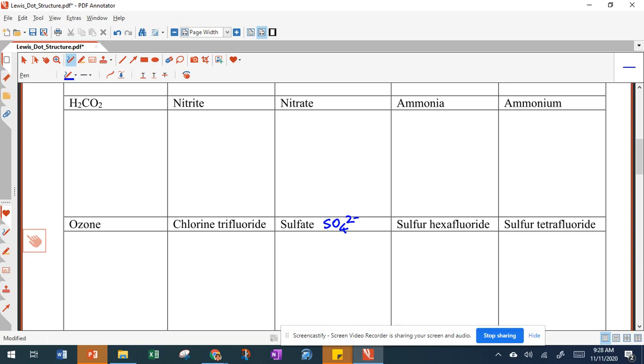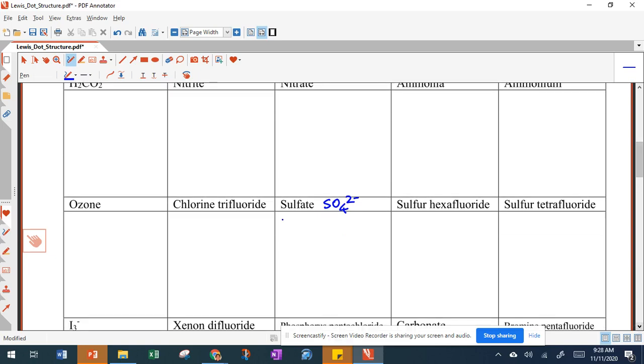So I want to show you with the NASL method how you would take this into account. When we're doing the NASL, the needed is going to stay the same. Sulfur needs 8, and we have 4 oxygens, and each of those needs 8. So we have 5 times 8, which gives us 40. The available is going to change now. Sulfur has 6 available valence electrons. Each oxygen also has 6.